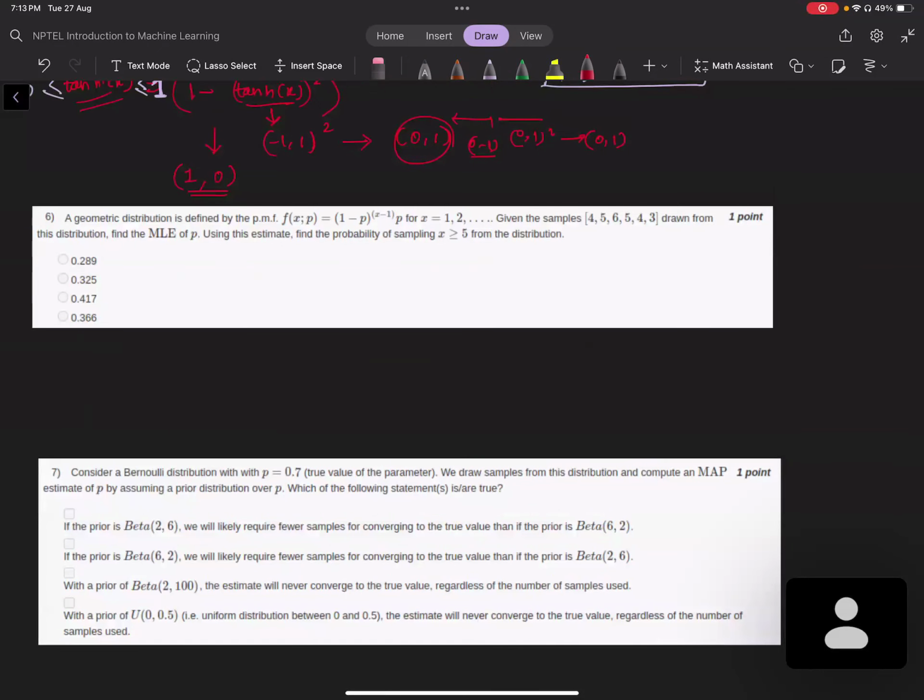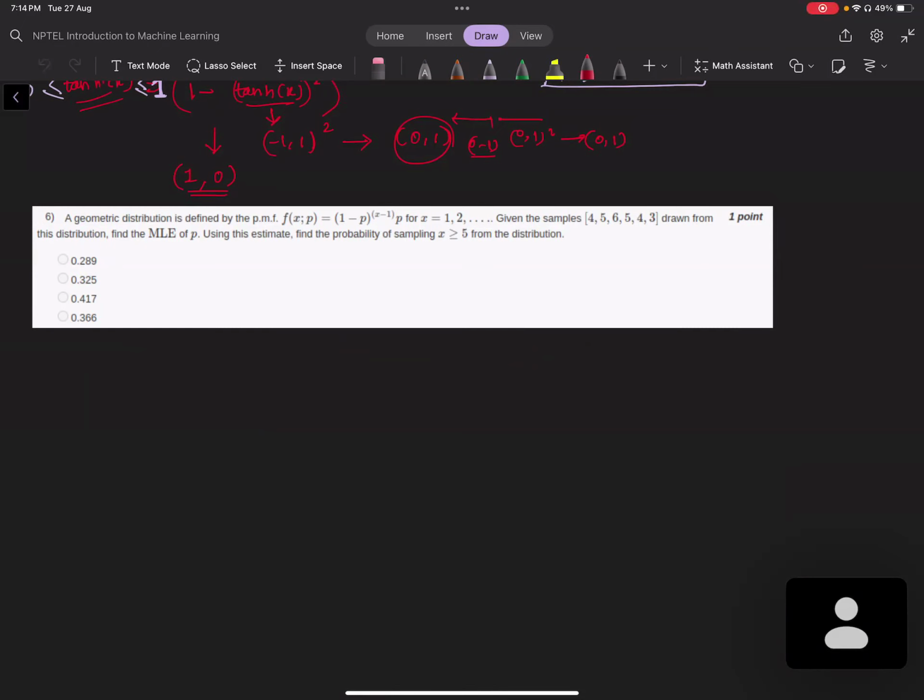We'll solve the last question for today, the sixth question. The question is: a geometric distribution is defined by this. This is a typical geometric distribution for X equals 1 to infinity. Given samples, find the maximum likelihood estimation of P.